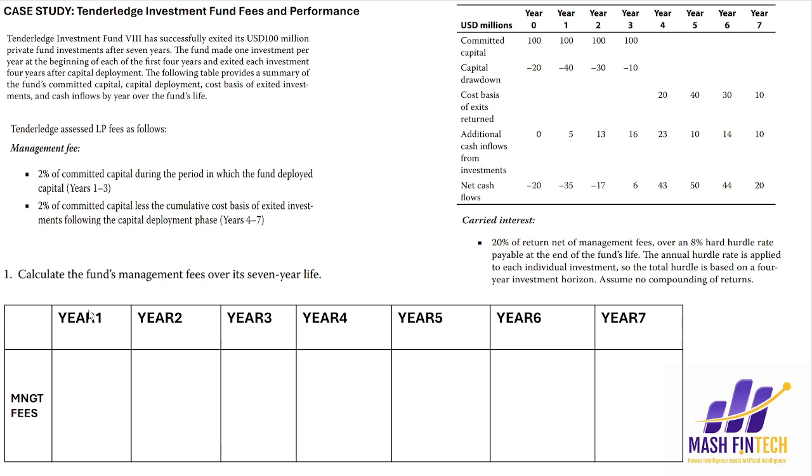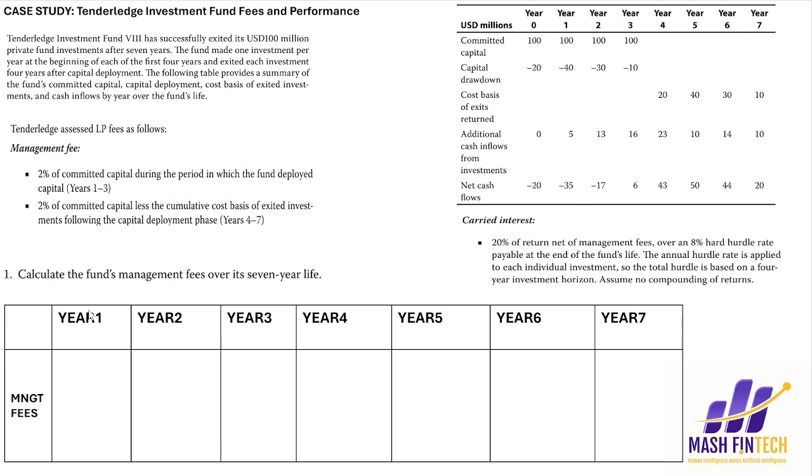Tyndallage assessed the fees. So the management fees are 2% of committed capital during the period in which the fund deployed capital, 1 to 3 years, and then 2% of committed capital less the cumulative cost basis of exited investments following the capital deployment phase. The first question is, calculate the fund management fees over the 7 years.